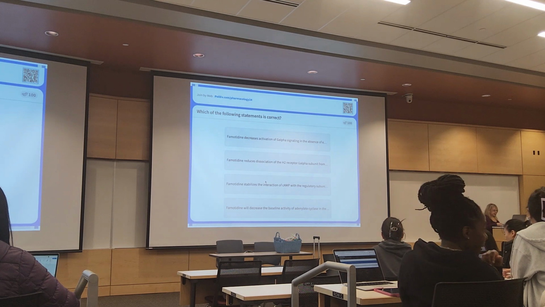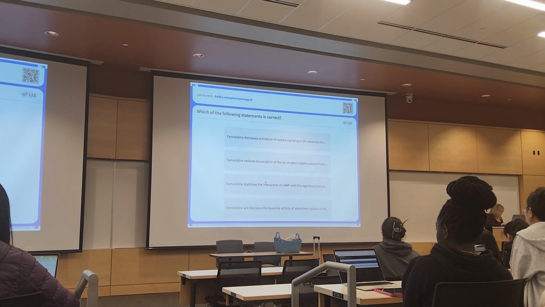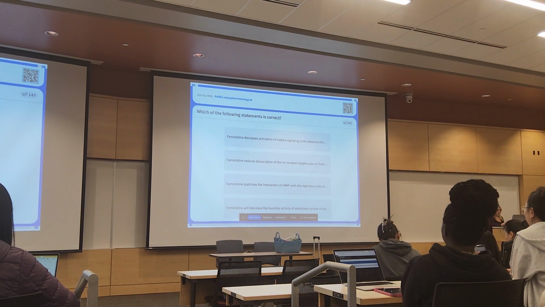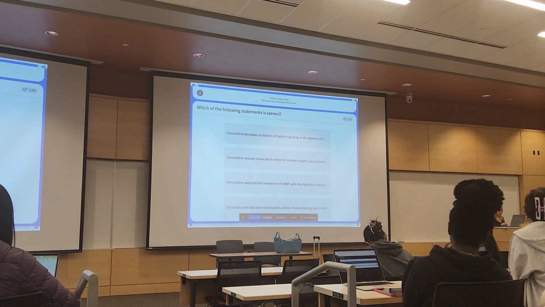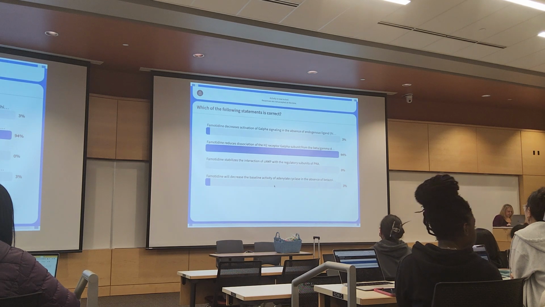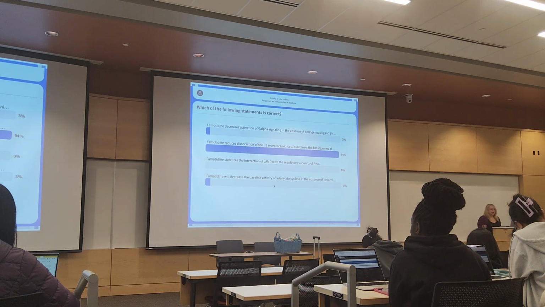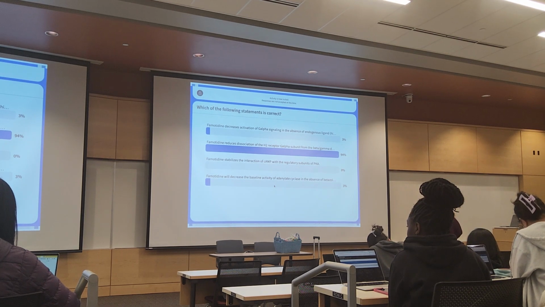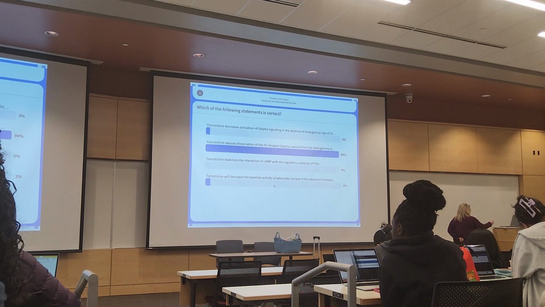Okay, a couple more seconds. Okay, good job, guys. Very nice. So in this case, famotidine is going to reduce the dissociation of the alpha subunit of the receptor from the beta gamma dimer. Great job, everybody.